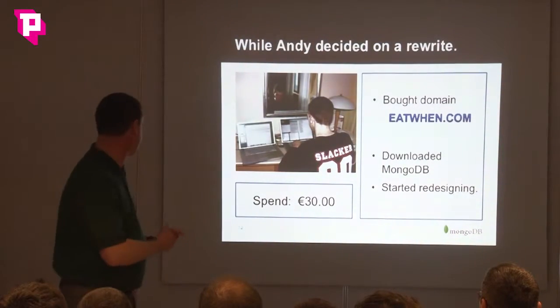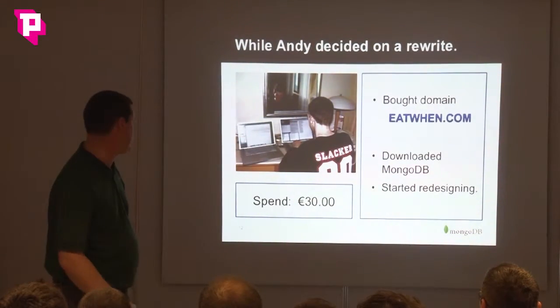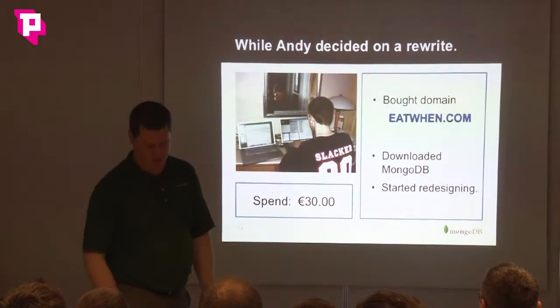And he decided to go for a rewrite. He spent $30 and bought eatwhen.com, downloaded MongoDB and started rebuilding.